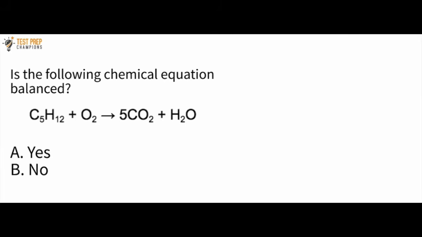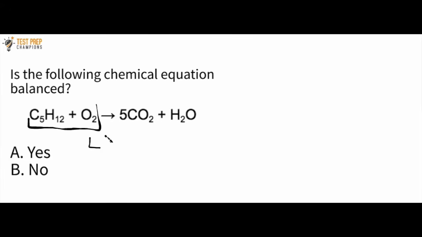Okay, so basically when we see a chemical equation like this, the substances on the left-hand side of the equation over here are called the reactants, and this arrow means yields. And over here, this is called the products, 5CO2 plus H2O. So we would say C5H12 reacts with O2 to yield 5CO2 and H2O. But the most important thing is to be able to determine if this is balanced or not. So when I say the left-hand side of the equation, I'm really talking about everything to the left of this arrow here. Okay, so everything on this side.